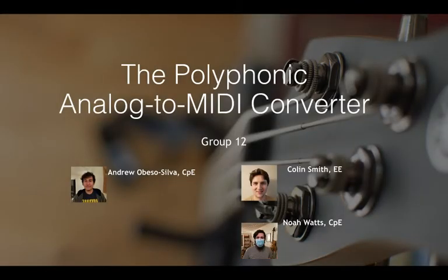This is UCF Senior Design Group 12 with the polyphonic analog to MIDI converter device.